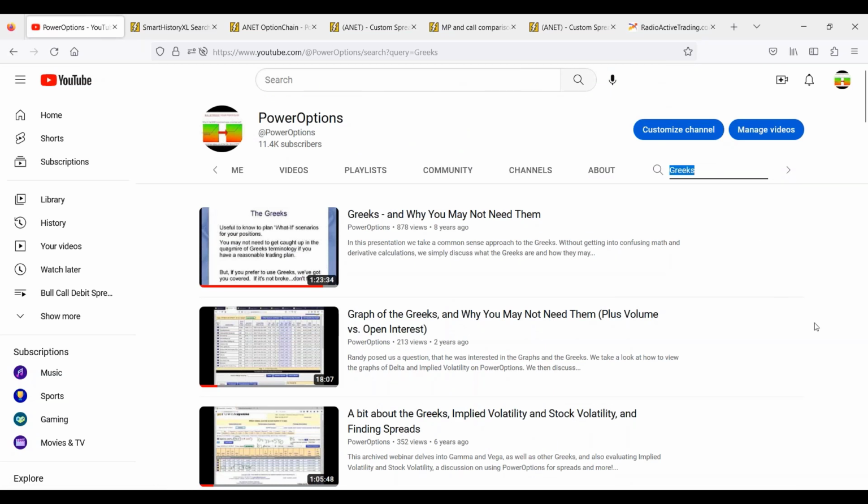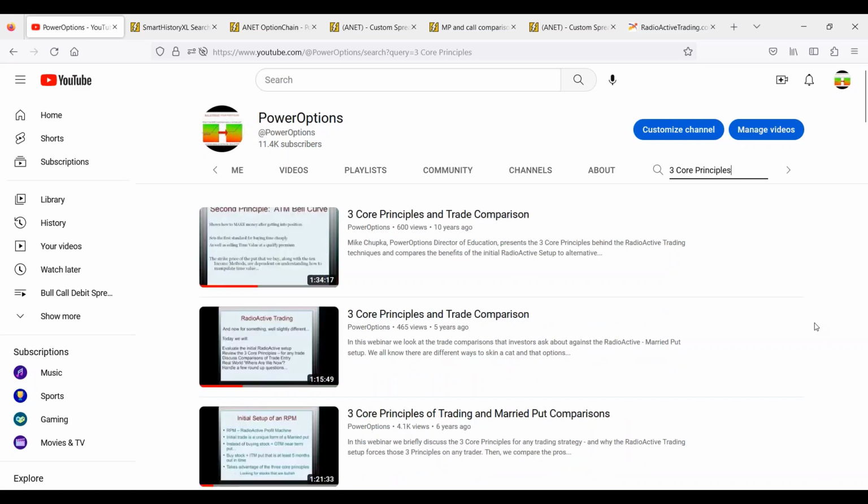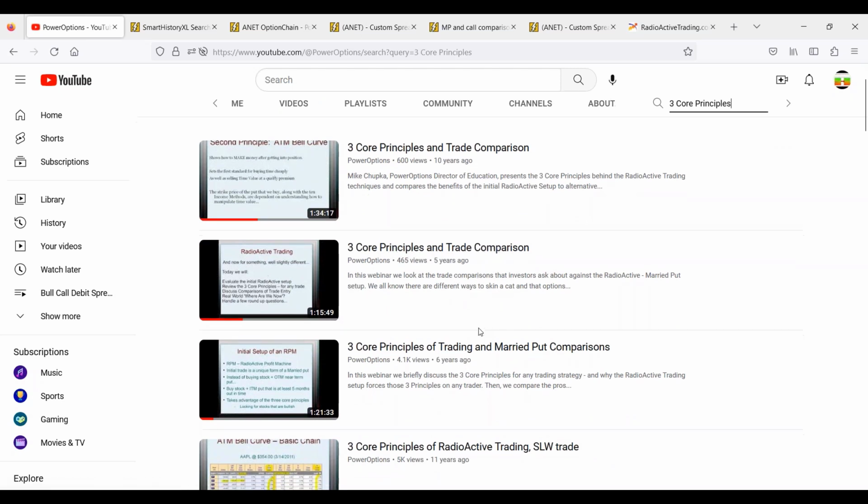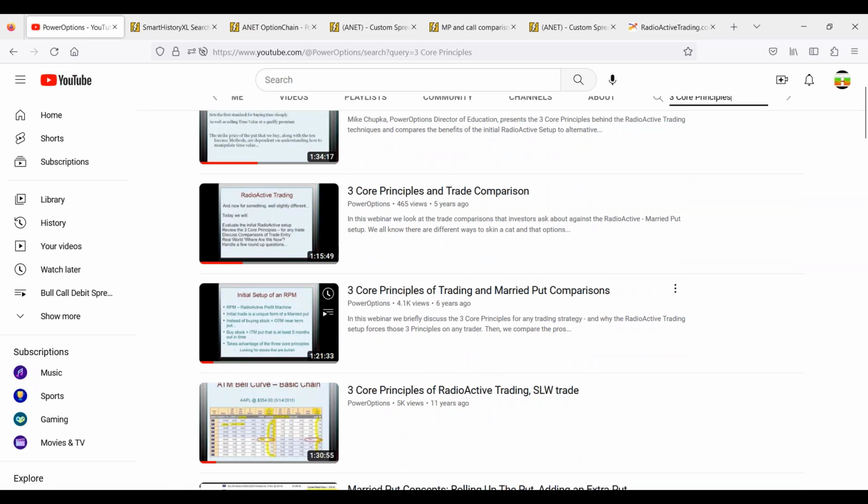Do you want to delve a little bit further into that? There are some older presentations and some recent presentations. Johan, go to the YouTube channel for Power Options. Use the magnifying glass here on the search, and let's look for 3 core principles. That's 10 years ago. Okay, 5 years ago. This one's not too bad. This is more recent: 3 core principles in trade comparison. Yes, this is when we were still doing an hour and 15-minute long presentation. We did one today, but it was on 4 different topics.